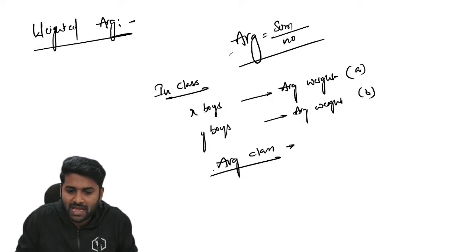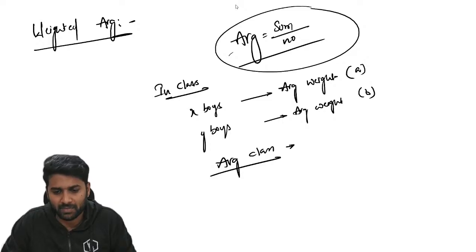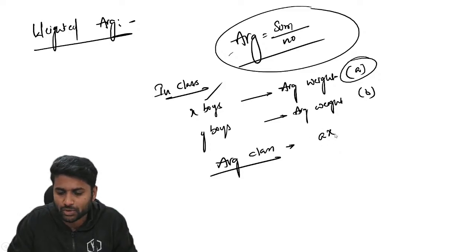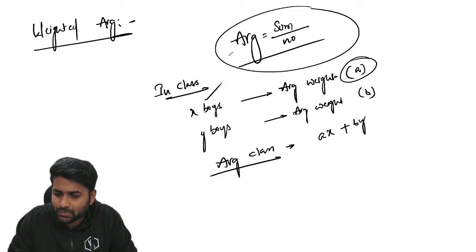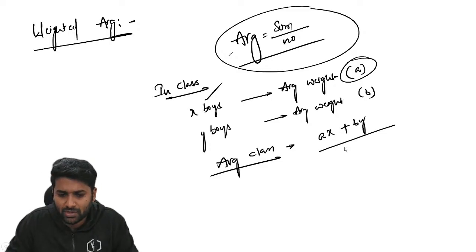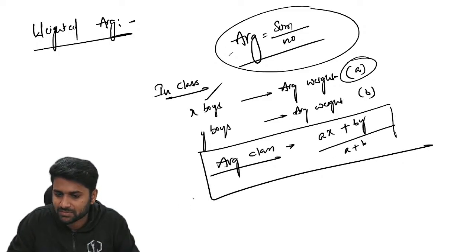Now, average weight needs the sum of observations divided by the number of observations. We have X number of boys whose average weight is A, so the total weight is AX. Same way, the average weight of Y girls is B, so the total sum value is BY. So we are done with the sum. And what about the denominator? How many people are there? It's X plus Y. This is the weighted average concept.